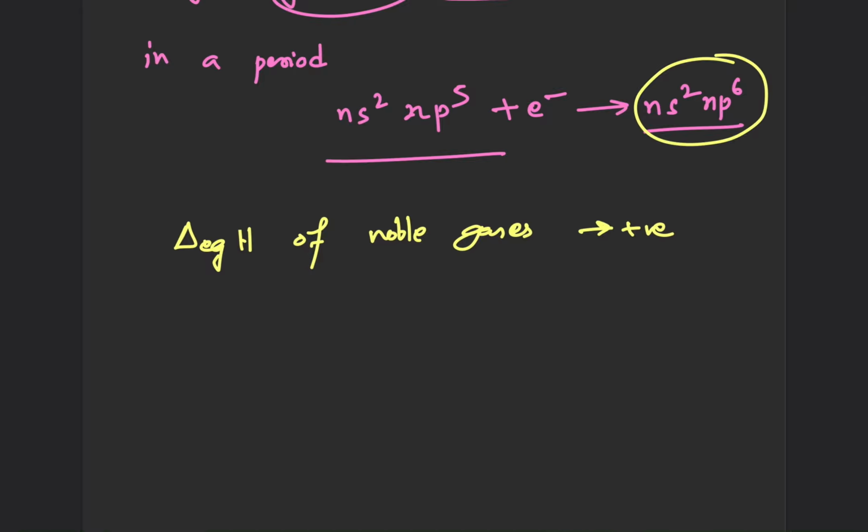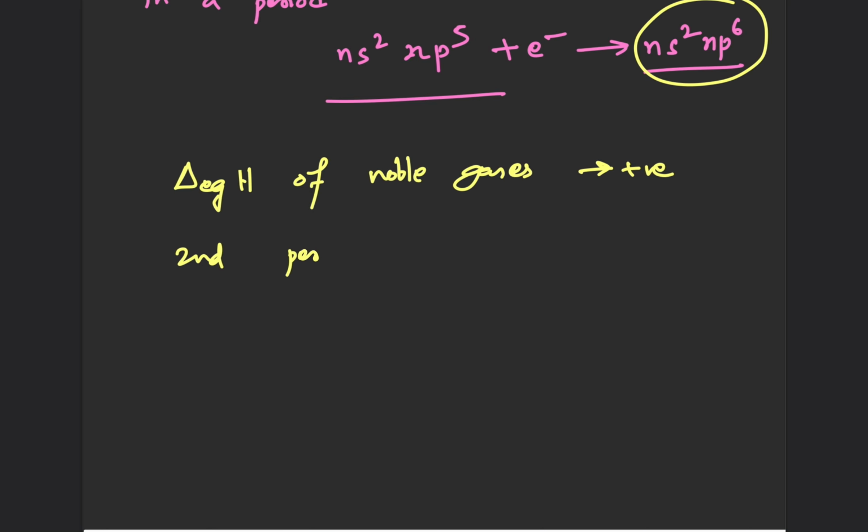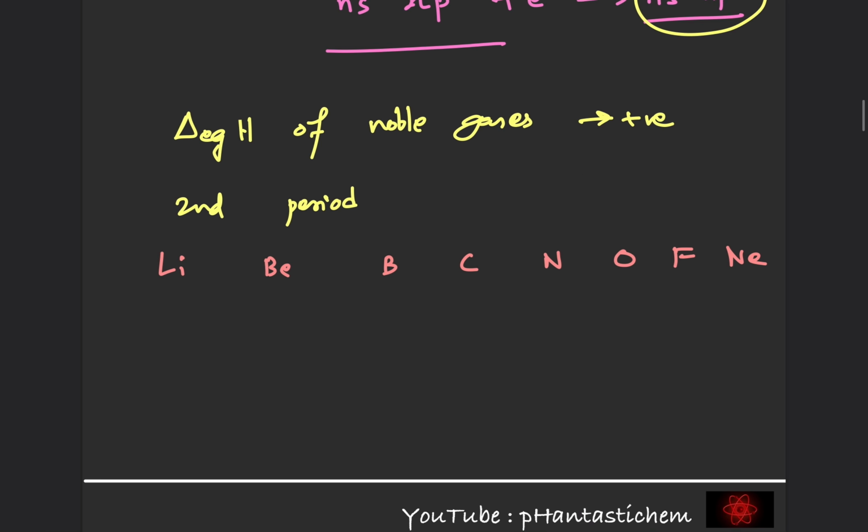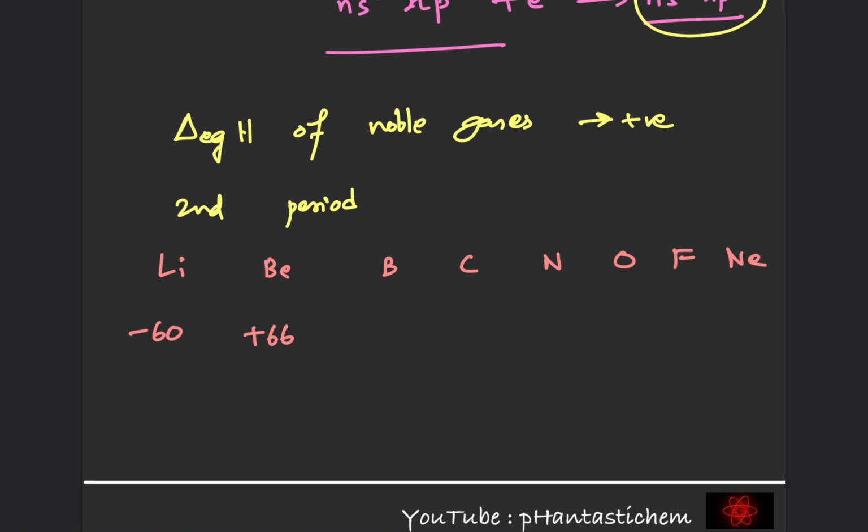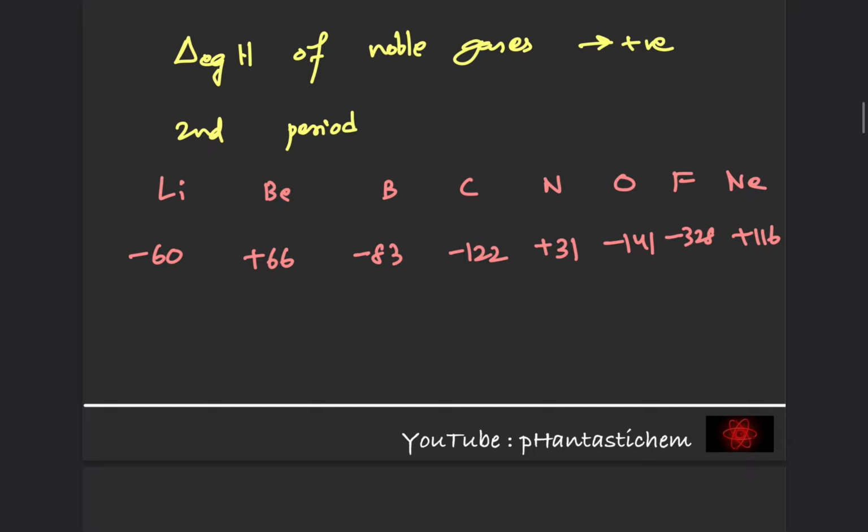Okay, so with respect to data, for example, in the second period, I have lithium, beryllium, boron, carbon, nitrogen, oxygen, fluorine, and neon. For lithium, the value is -60, beryllium it is +66, -83, -122, +31, -141, -328, and +116. So you can see there is no regular pattern, obviously, but the most negative electron gain enthalpy is for the group 17th guy, fluorine, that is -328. Okay, and you can see the noble gas neon has +116.